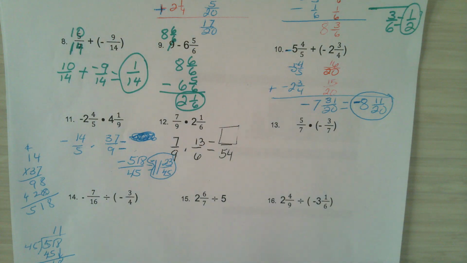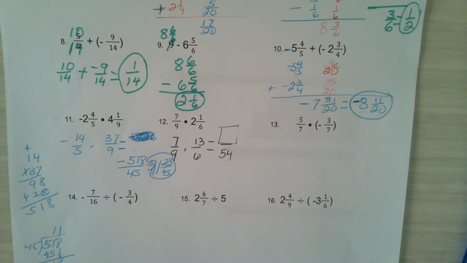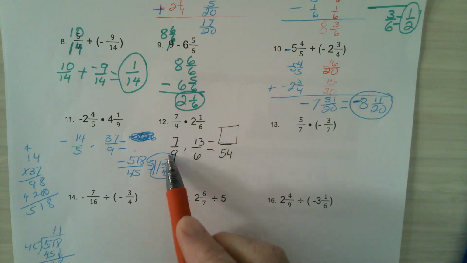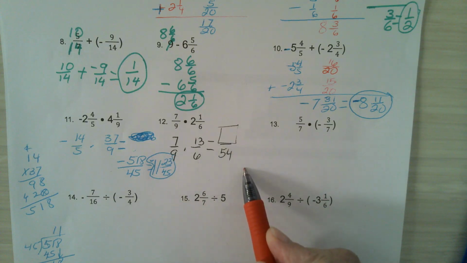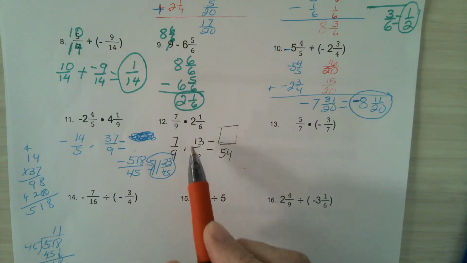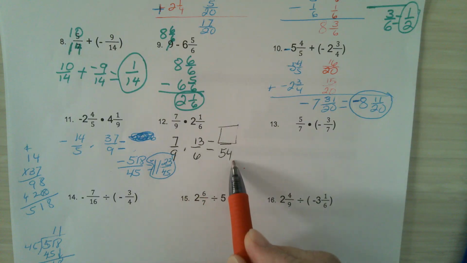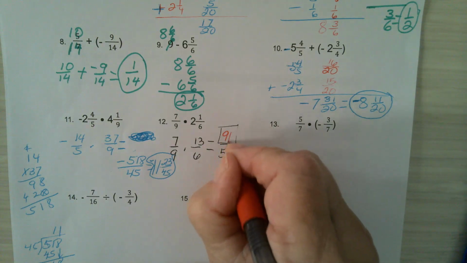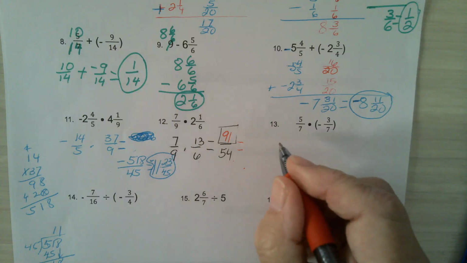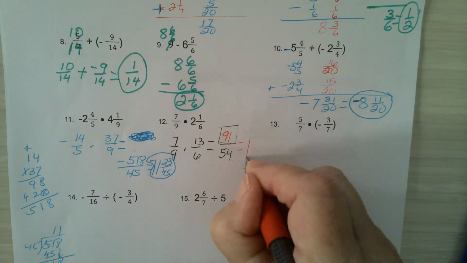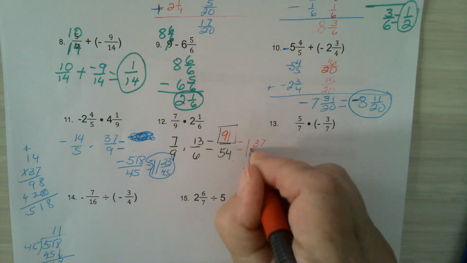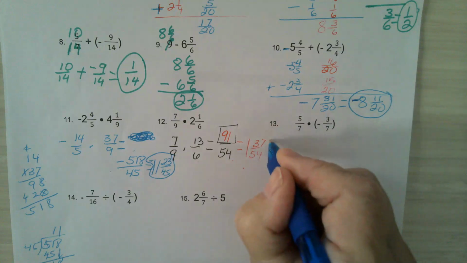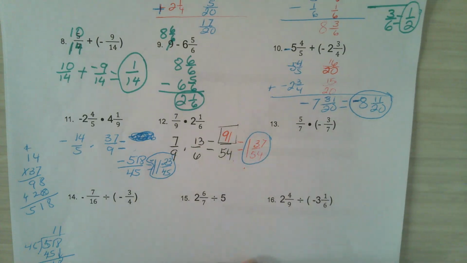Now let's do number 12. In number 12, you're going to have 7/9 times 13/6. That'll be worth points. Now there is no shortcut on this one. 9 times 6 is 54. 7 times 13 is 91. And that equals 1, and did you have 37 left over? 1 and 37/54. Any questions?